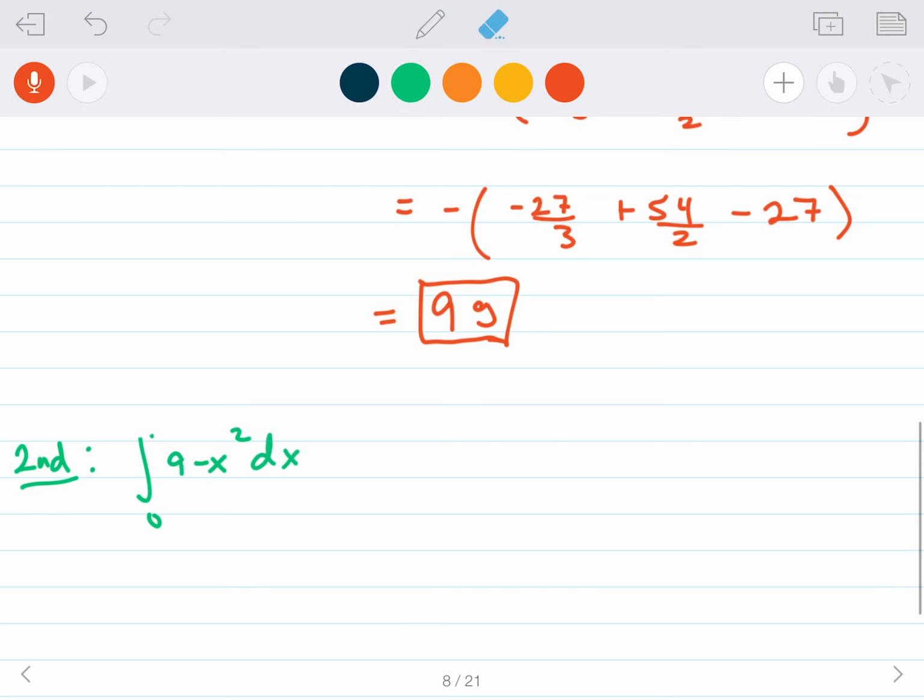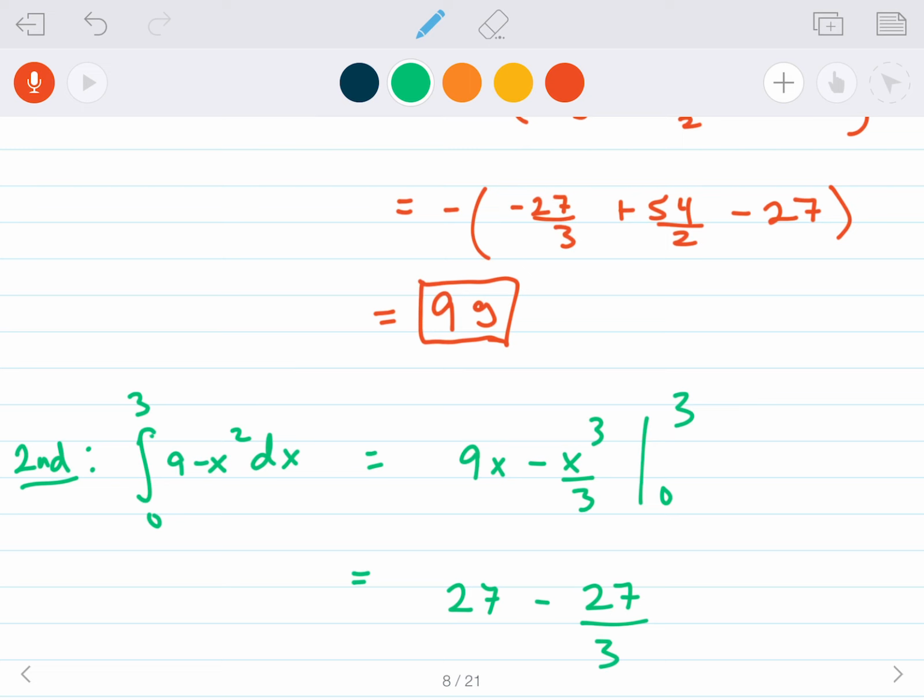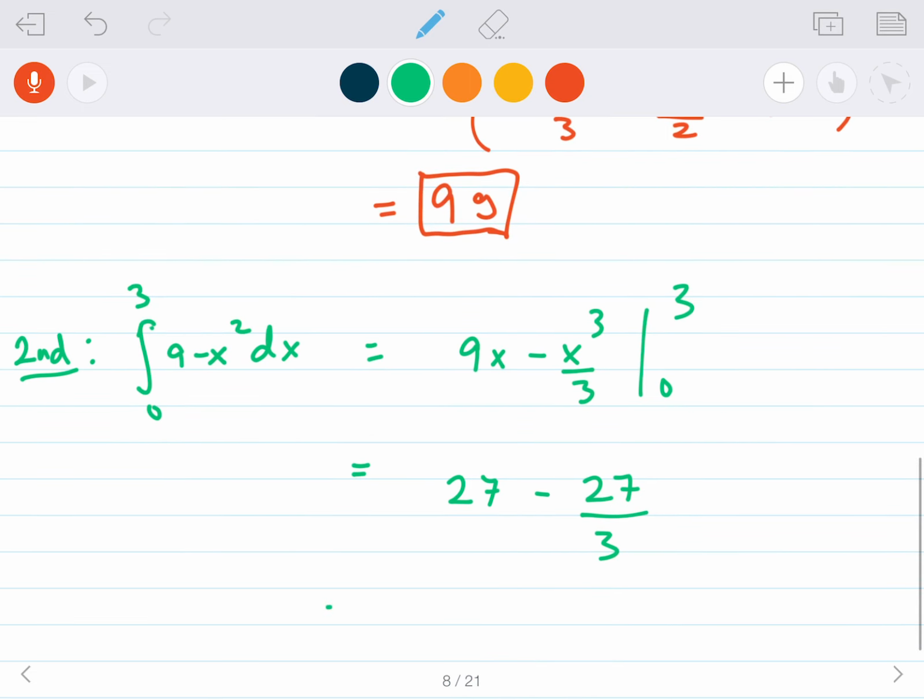Okay, so let's go ahead and find the antiderivative of this. Here we get 9x minus x to the 3 over 3. I'm going from 0 to 3. And here I get 27 minus 27 over 3. So it's going to be 27 minus 9, which is going to give me 18 grams.